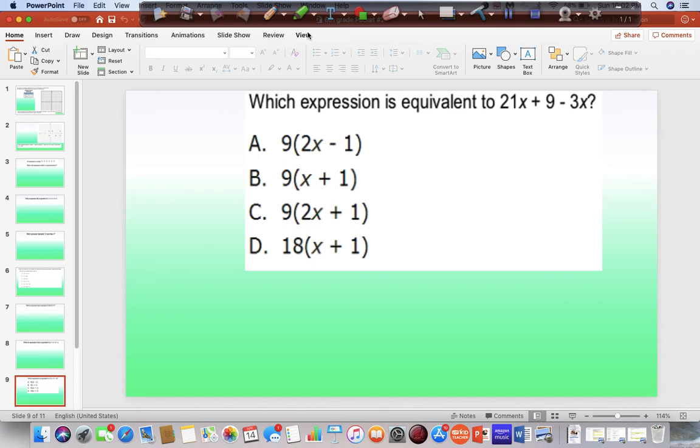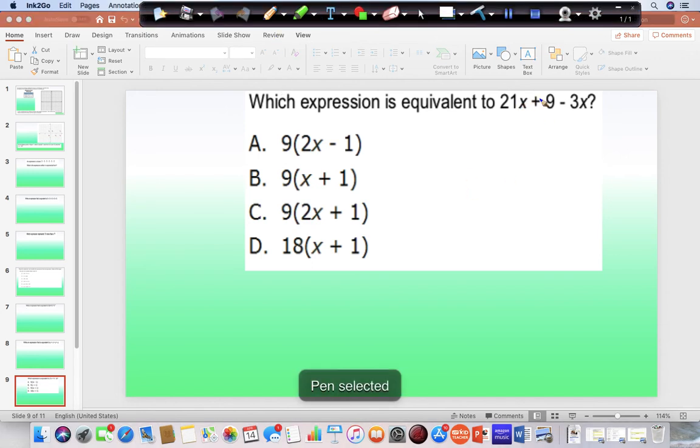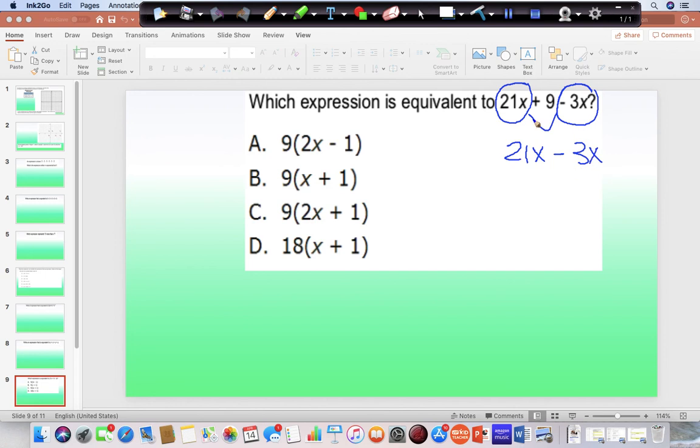Okay, which expression is equivalent to 21x plus 9 minus 3x? We want to combine like terms. Our like terms here are 21x and minus 3x. We want to put those together. So 21x minus 3x. This is like counting anything, right? If you had 21 Coca-Colas and you're subtracting 3 Coca-Colas, how many Coca-Colas are left? It's just a simple subtraction problem. You have 18 Coca-Colas or 18 x's left in this problem, okay?